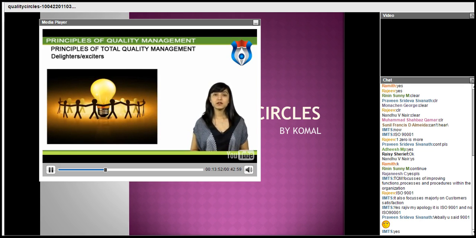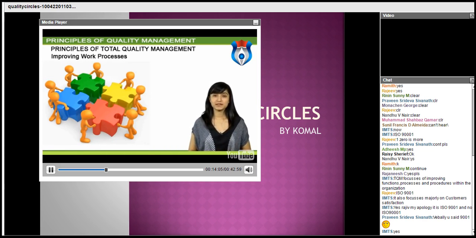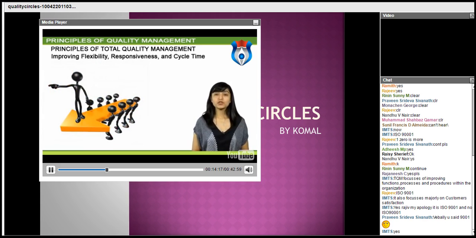Delighters, or exciters: innovative features that customers do not expect. When first introduced, anti-lock brakes and airbags were examples of exciters. Improving work processes. Quality excellence derives from well-designed and well-executed work processes and administrative systems that stress prevention. Improving flexibility, responsiveness, and cycle time.